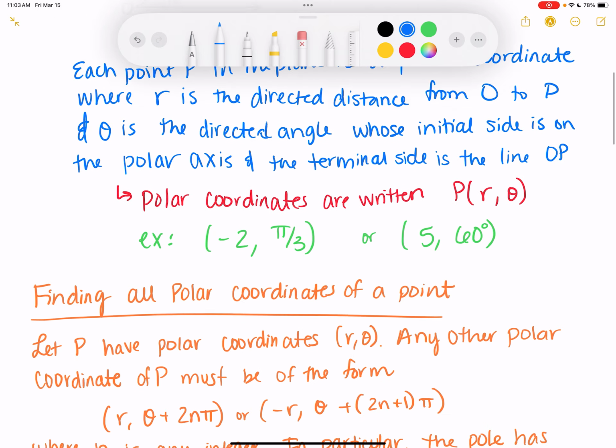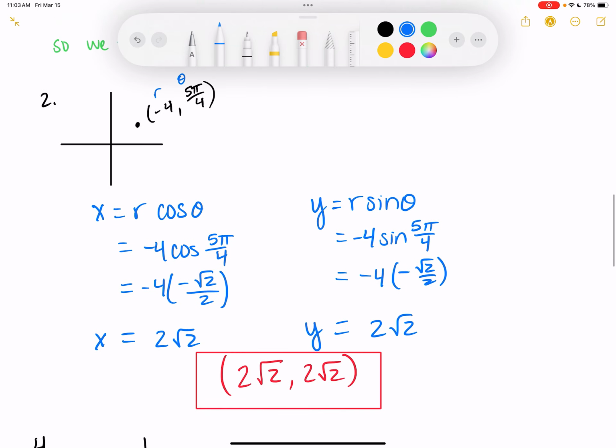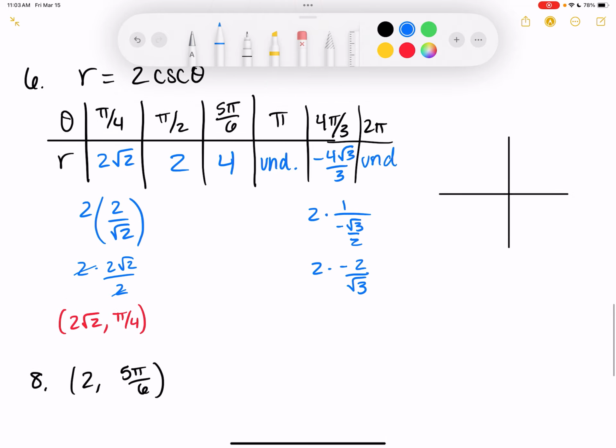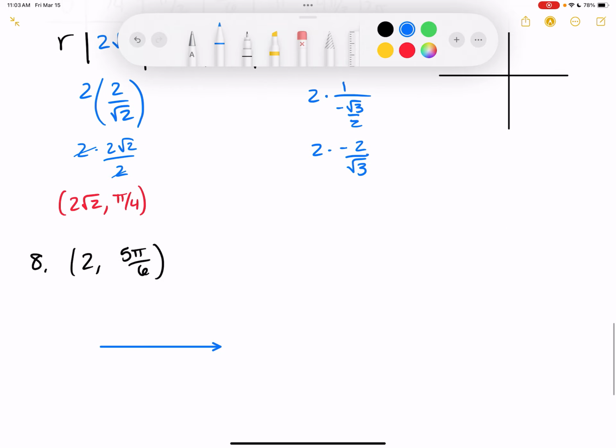So where is 5 pi over 6? Quadrant 2. So it's going to be over this way, like that. And it's 2, so, just drawing it approximately. So this angle from here to here is 5 pi over 6. And this length here is 2. And they call this O for the pole there. And that's all you have to do.